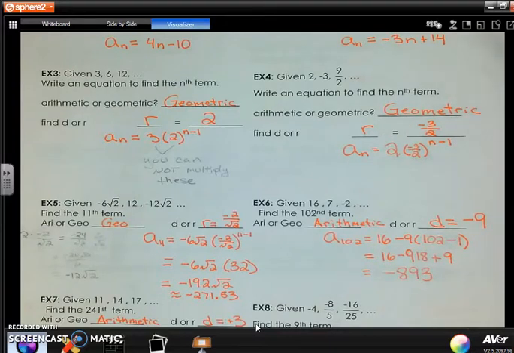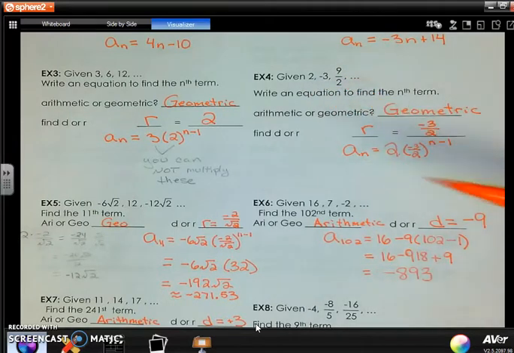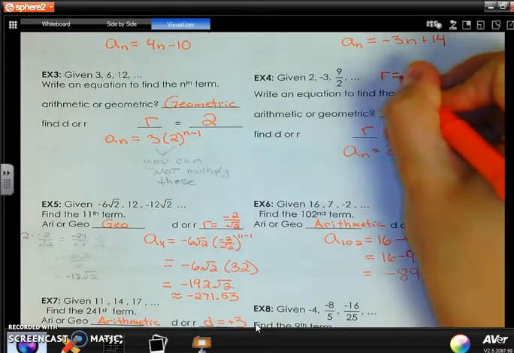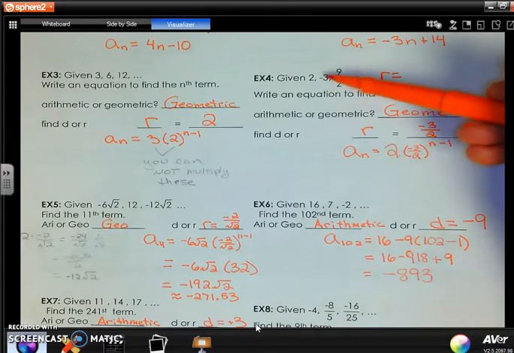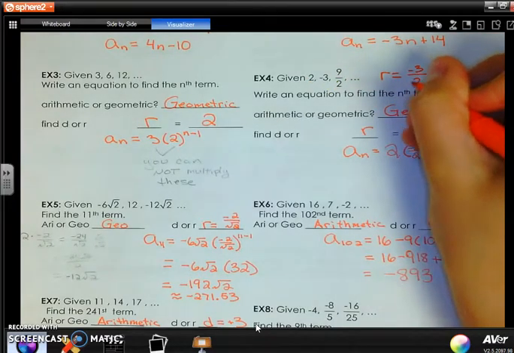So you can go back to the definition of what it means to be arithmetic or geometric. One big clue that it's geometric is that it is alternating signs. See how it's positive, then negative, then positive? That is a huge, huge clue that it's geometric. So to figure out your R value, remember, R equals the second term divided by the first. So second term divided by the first.